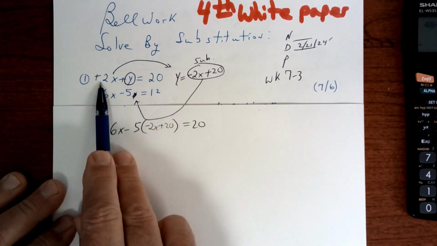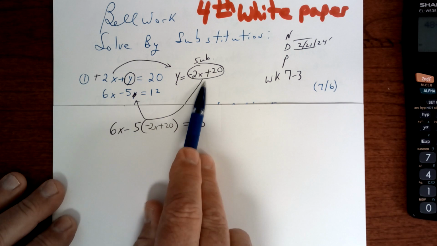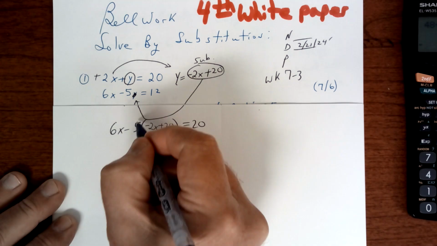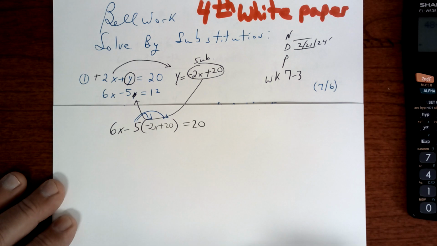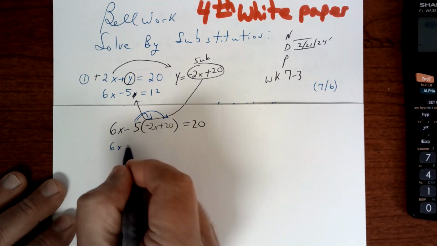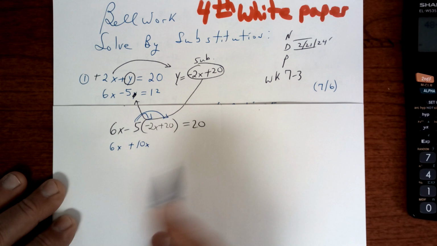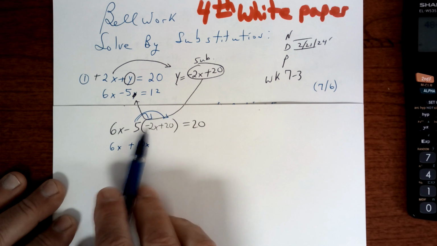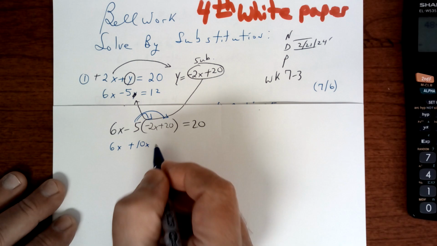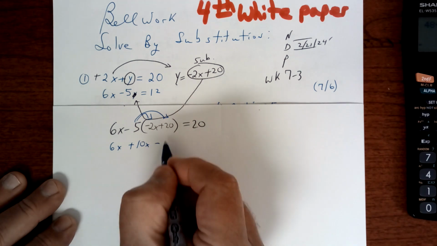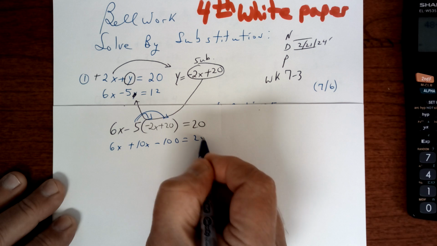That becomes a negative. That's what I have, and I substituted here. Now, if you have two negatives, that becomes a positive. So you're going to get 6x plus 10x, right? Negative times a negative. And then here, a negative times a positive, that's only one negative. So that's going to be a negative, and 5 times 20 is 100. Any questions so far?